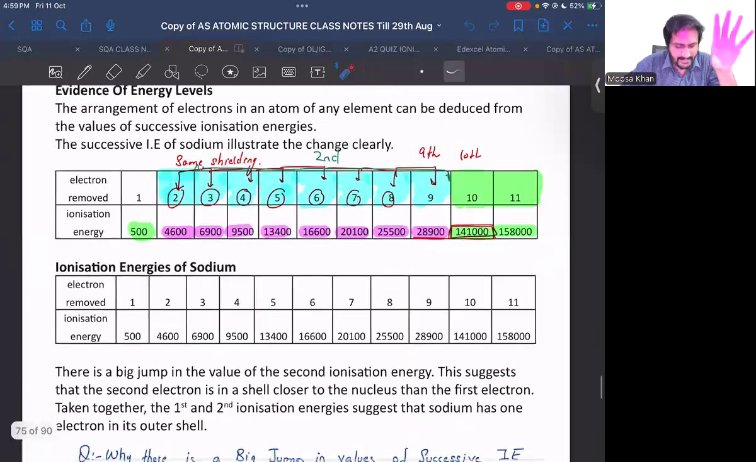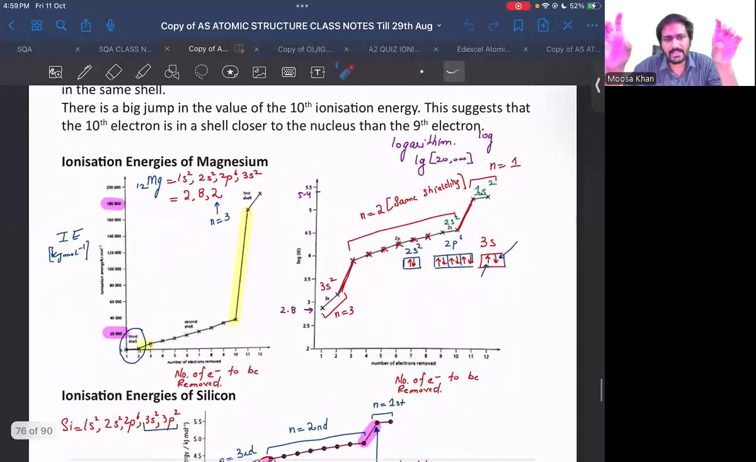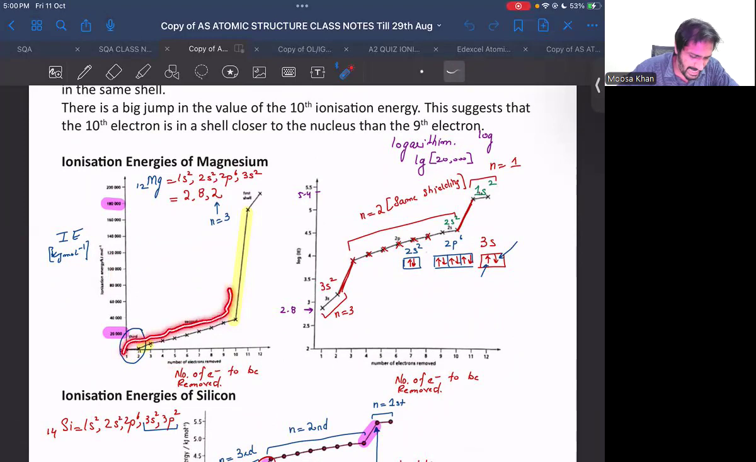Let me give you an example of any other atom, but instead of showing you the table values, how about if we just draw the graph of these values? If you consider the graph on the left, on the x-axis it says the number of electrons removed. On the y-axis it says ionization energies. But this graph is not actually very clear. The reason being, some of the ionization energies are very close to each other.